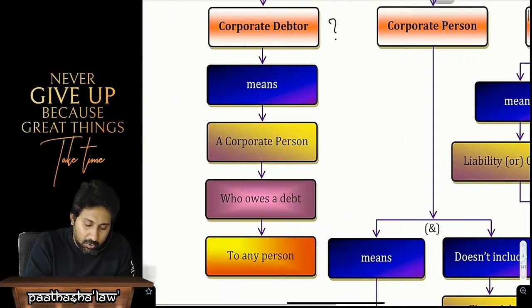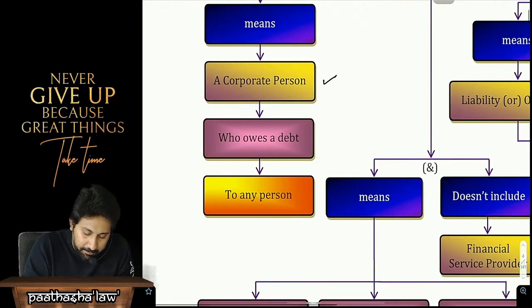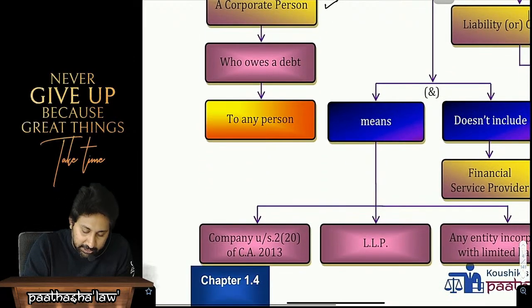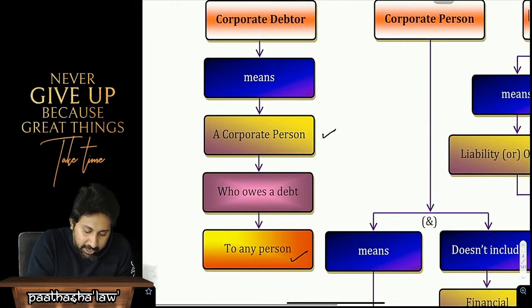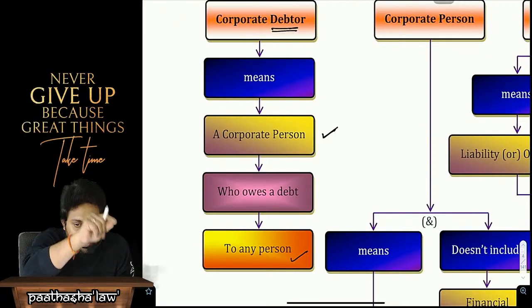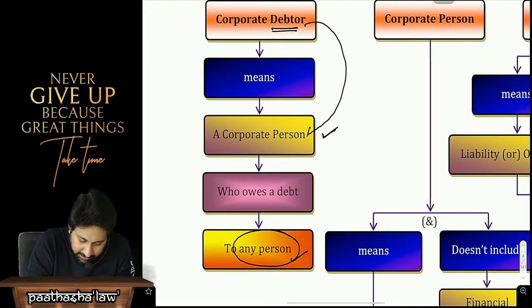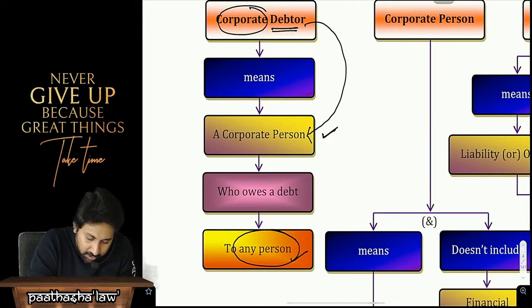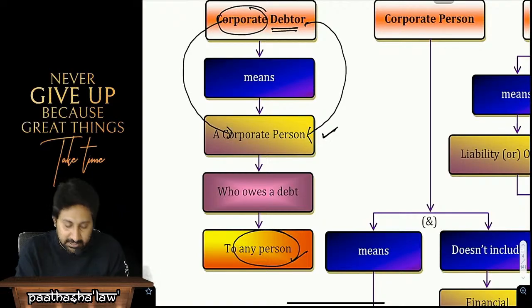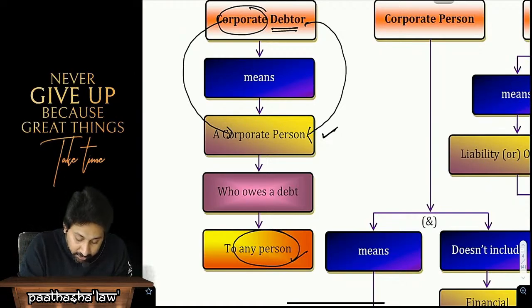See here. Who is a corporate debtor? Corporate debtor means a corporate person who owes debt to any person. That means it is a person having corporate characters, who owes a debt. To whom? Any person. What do you understand from this? Debtor means a corporate person. This corporate person owes debt to any person.